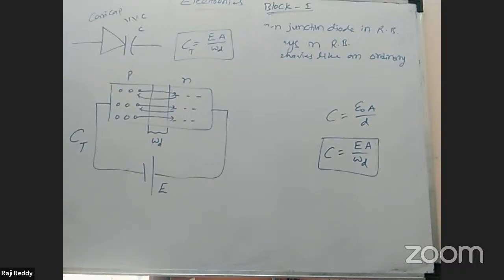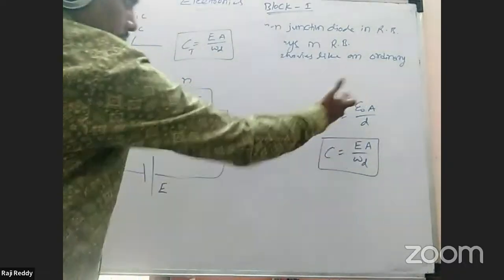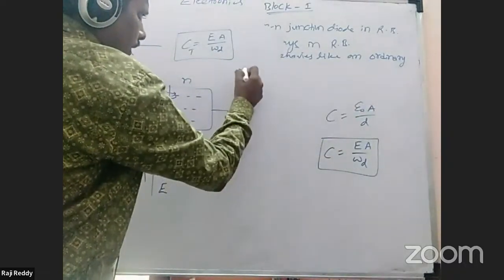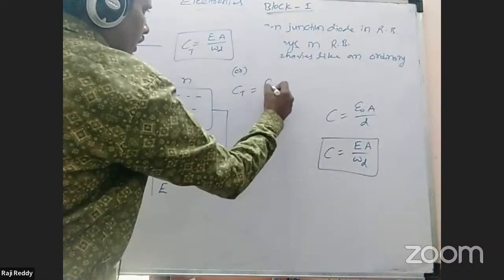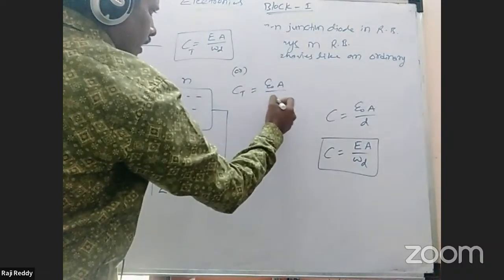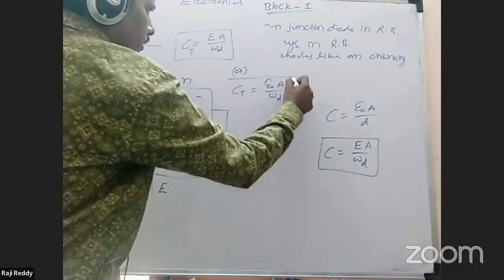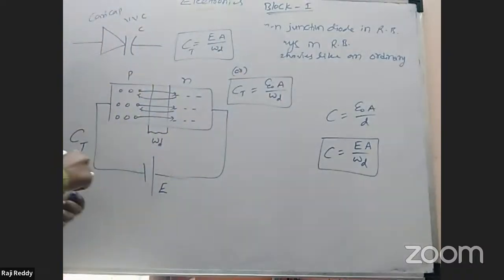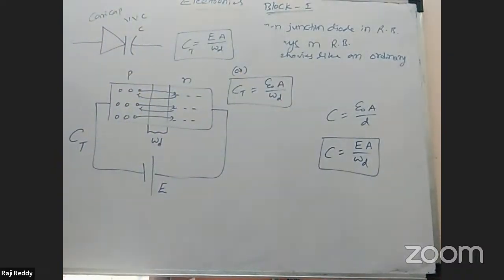Or else, instead of E, it can be written as CT is equal to epsilon naught A by WD, or D directly. You can mention that epsilon naught is the permittivity of free space of semiconductor materials, WD is the width of the depletion layer, and A is the area of cross section of the plate.